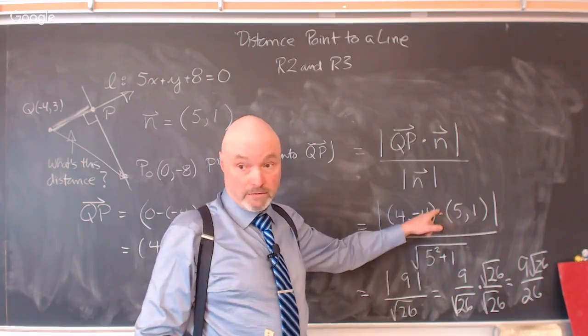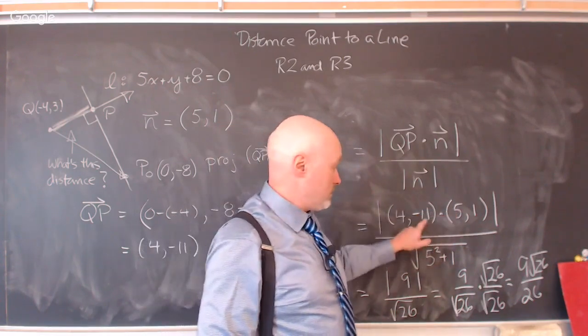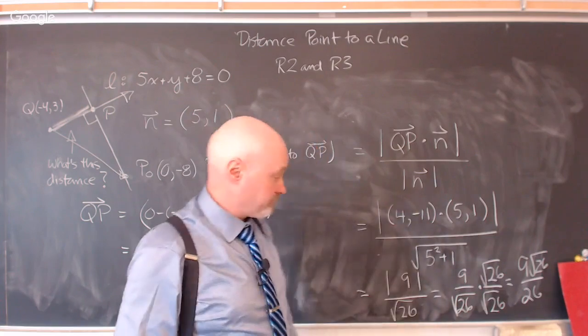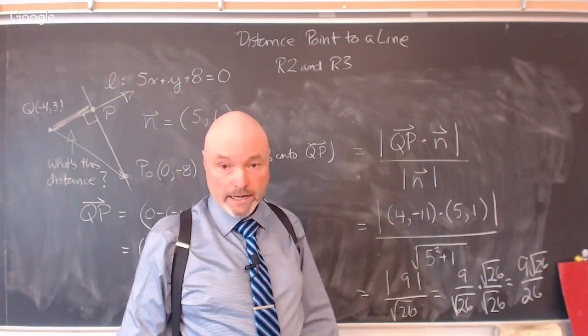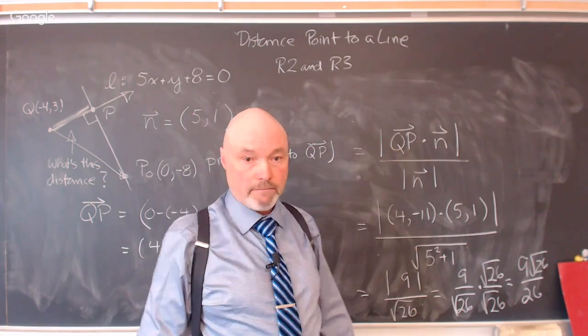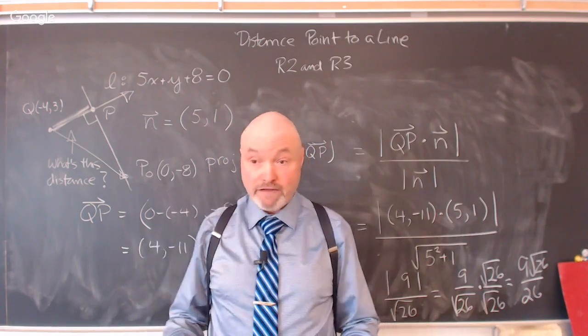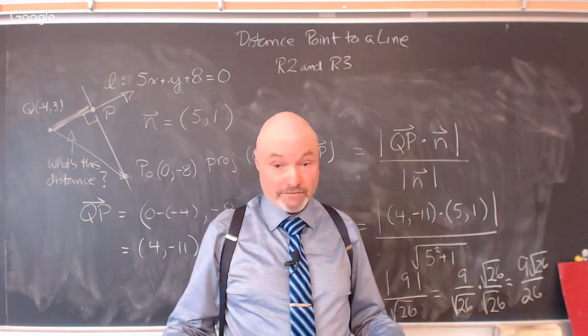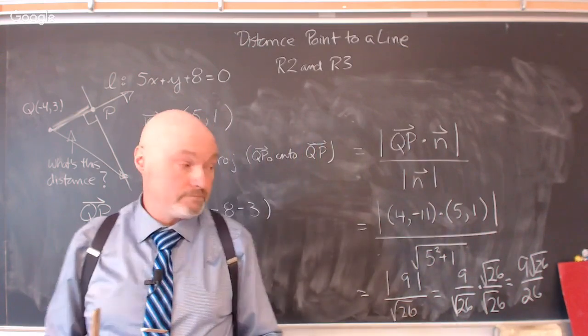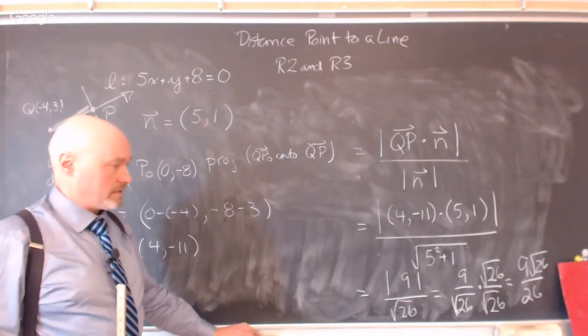That's how I calculate the dot product: 4 times 5 plus negative 11 times 1. Okay? And I get 9. All right, that's the magnitude of the projection. So that's just the projection of a vector onto another vector. That gives us the magnitude, but not direction. That's the size, so that's the distance.